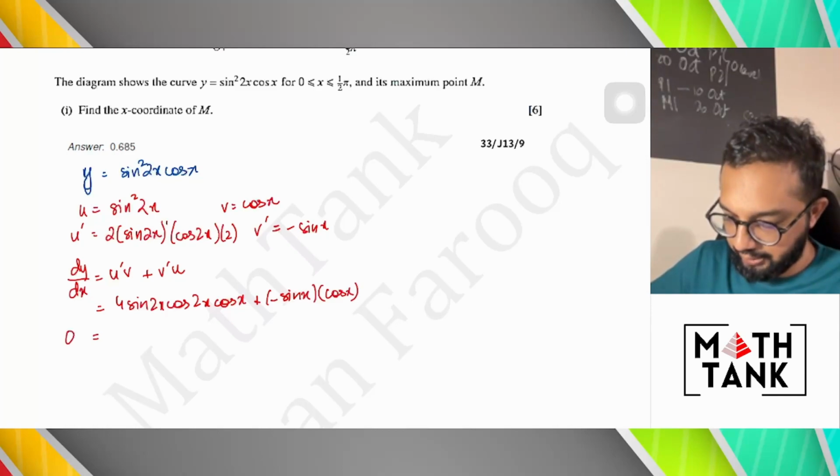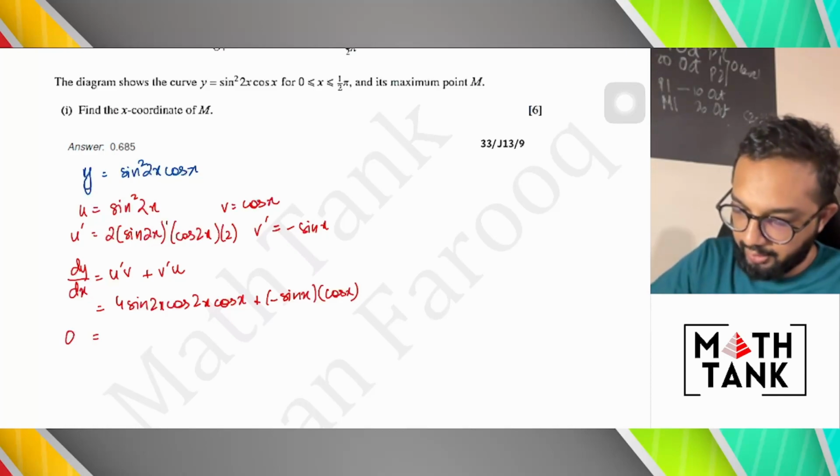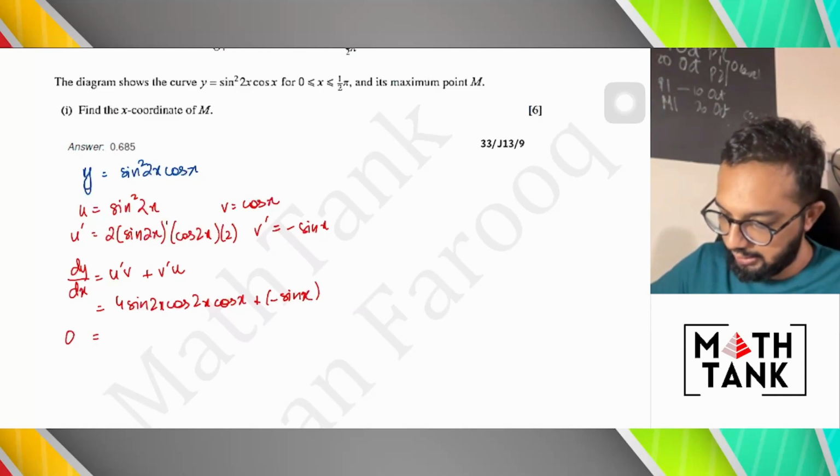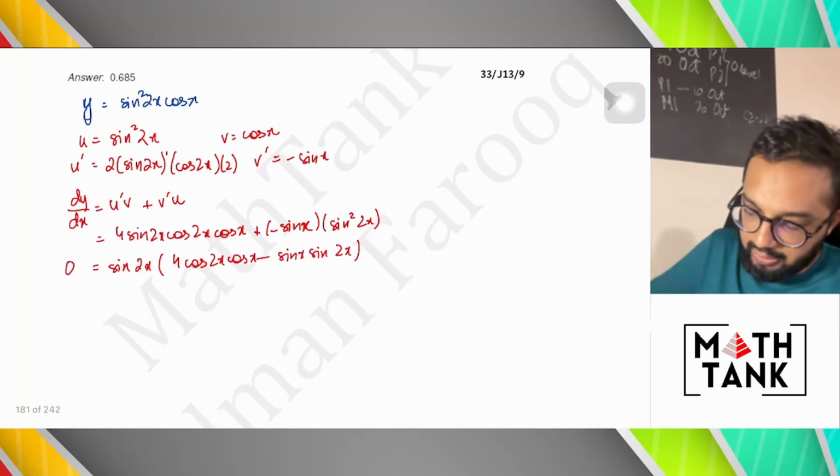So I equate this to 0. I find out that sine 2x is common. Sorry, that was an error, let me just correct that. It's u dash v plus v dash u, so v dash u is minus sine x sine square 2x. So I find out that sine 2x is common. So sine 2x times 4 cos 2x cos x minus sine x sine 2x. Yes. So either this equals to 0 or that equals to 0.